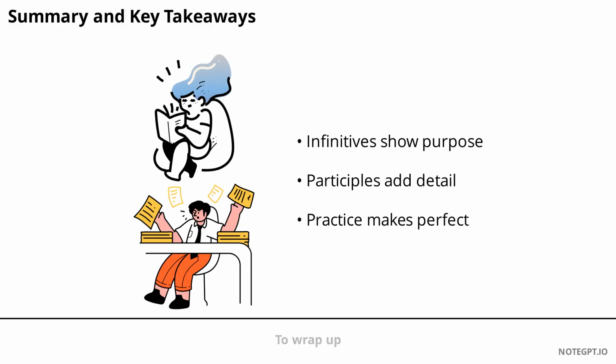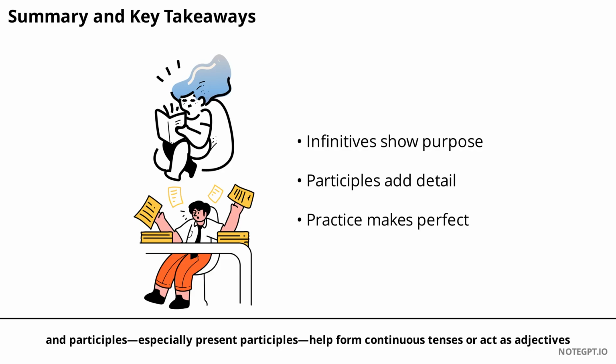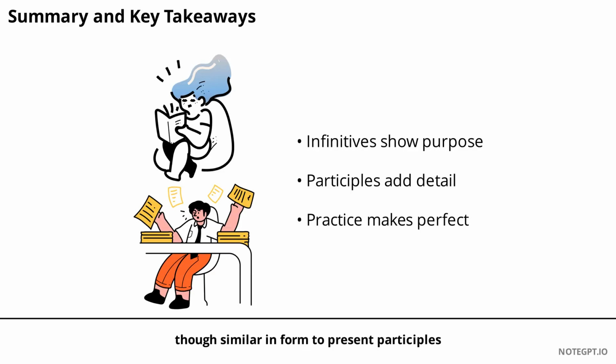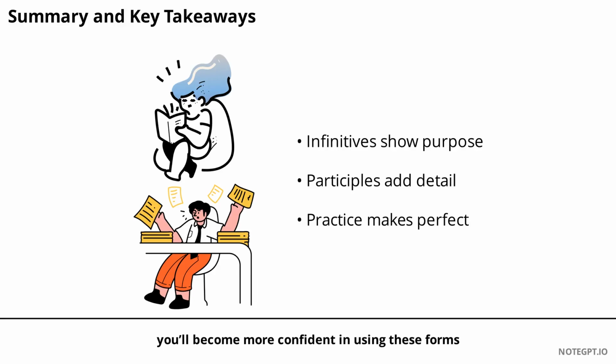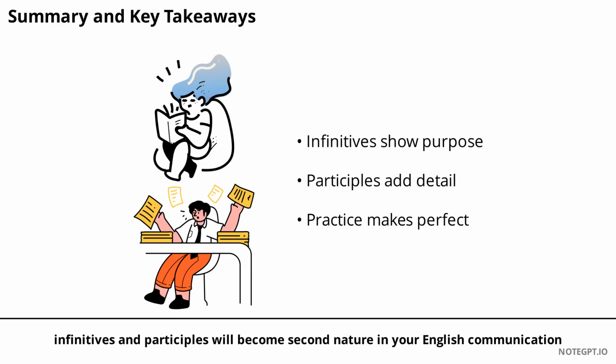To wrap up, remember that infinitives can act as adverbs to show purpose, and participles, especially present participles, help form continuous tenses or act as adjectives. Gerunds, though similar in form to present participles, function as nouns. By practicing with real examples and paying attention to the role each word plays in a sentence, you'll become more confident in using these forms. Keep exploring, keep practicing, and soon, infinitives and participles will become second nature in your English communication.